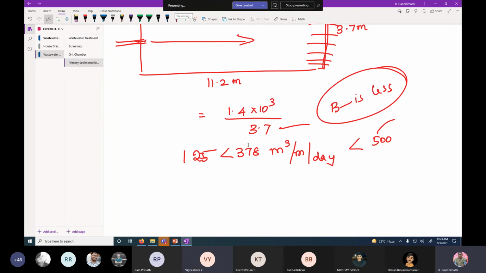Yes, okay, this is one important aspect that you have to know. Now it is satisfying the criteria. For example, some problems, if the criteria is not satisfied, then what you have to do, you have to know the concept, okay? Can you just take one more problem, that is with the circular sedimentation tank? Yes, ma'am. Yeah, design a primary clarification system.